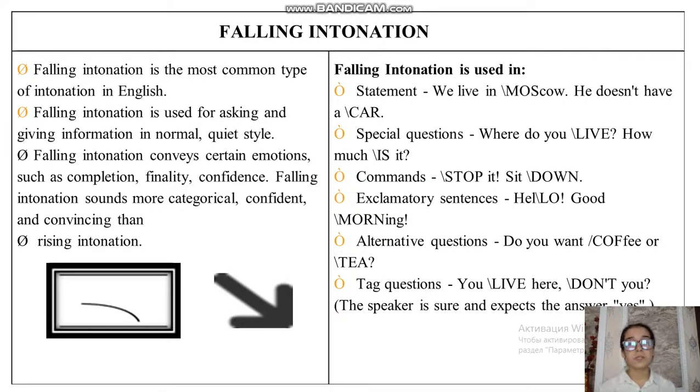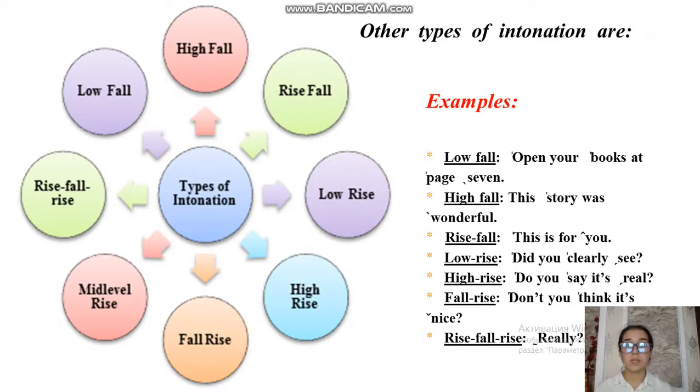And about falling intonation. Falling intonation is used for asking and giving information in a normal, quiet style. And this intonation is used in statements, special questions, commands, exclamatory sentences, and alternative questions, and also tag questions. Good job. Both of them are the main types of English intonation.